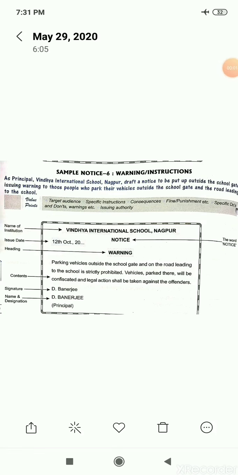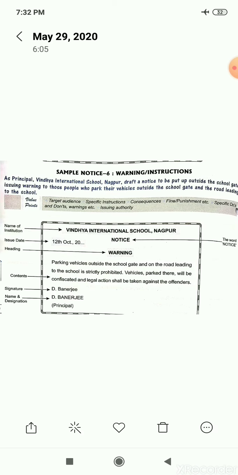Let's do another kind. So the notice is a sort of warning or an instruction. The question says: as principal, Vindhya International School, Nagpur. So children, your designation is already mentioned. You are the principal of a school that is named Vindhya International and that is in Nagpur, right? Draft a notice to be put up outside the school gate.